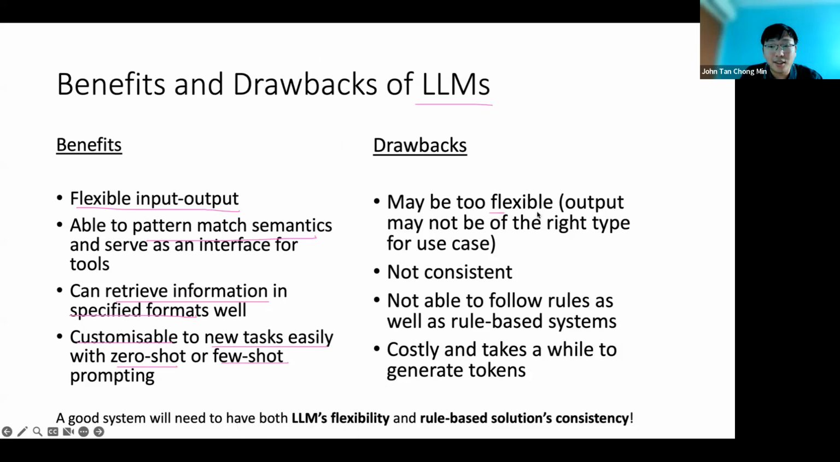The drawbacks are that you may not be giving consistent output. You may not give the right kind of output. You may not be able to follow rules well, like rule-based systems. And it also takes quite a long while to generate tokens, which can be quite costly. So in this multi-agent framework, you need both large language models and rule-based systems. With this, you can program a hybrid solution that can utilize the benefits of both approaches.